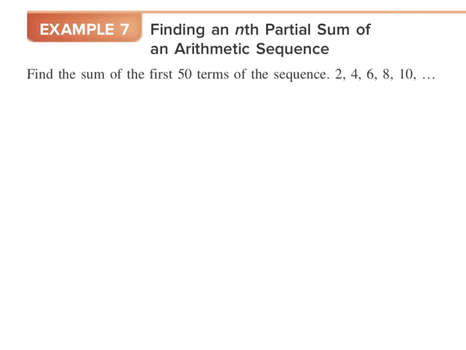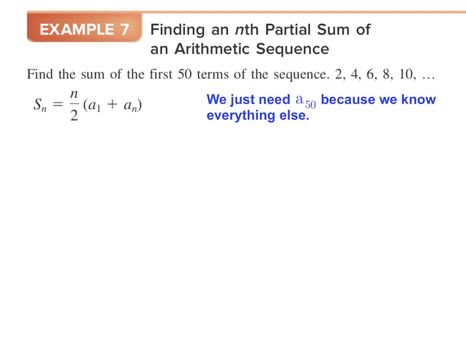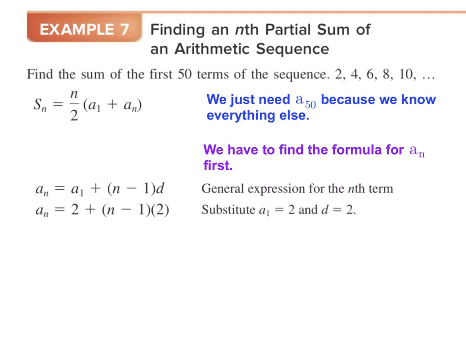So we need the common difference. We have the first term. We can find the 50th term. So we're going to use what we did for sequences to find the 50th term first. Okay, we're going to use that formula eventually. We need a sub 50 because we know everything else as I just explained. We got to find that. So we got to use the formula for a sub n first, which was a sub 1 plus (n minus 1) times d. And in this case, we need to find the common difference. Well, it goes up by 2, so the common difference is 2. Okay, I know the first term is 2.